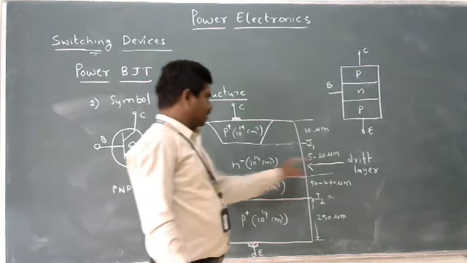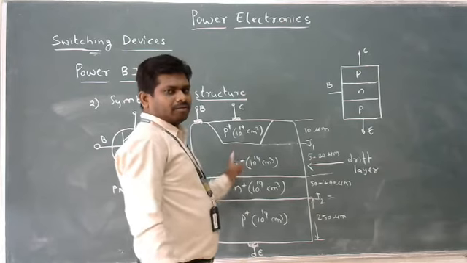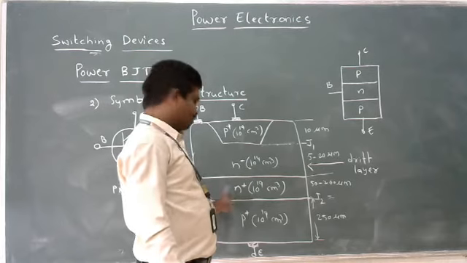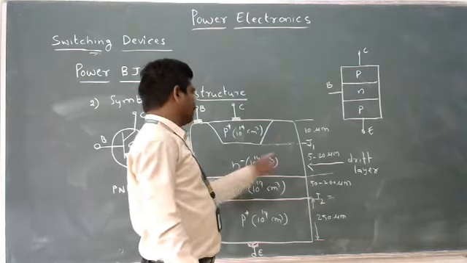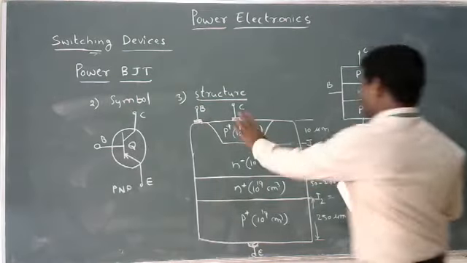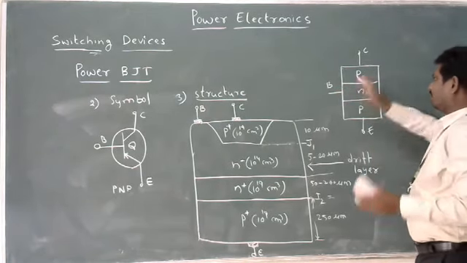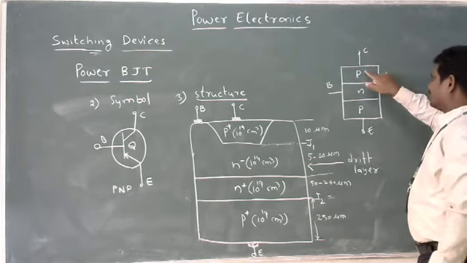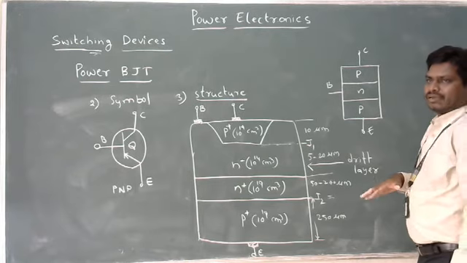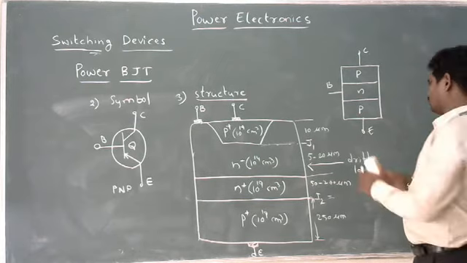This is the drift layer. N minus means the lightly doped area of the N layer, and this entire region is highly doped. When we compare the power BJT and the normal BJT, the normal BJT is lightly doped. There is no plus or minus indication, which means normal doping for single level applications.